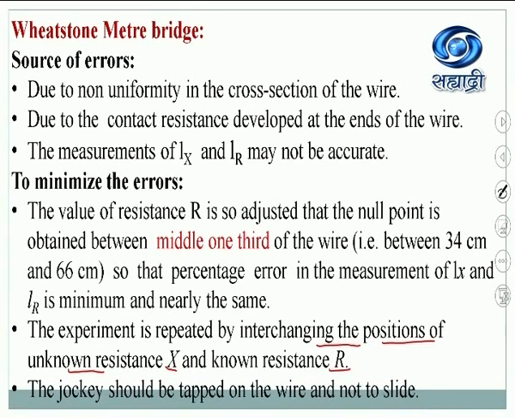And the last one, the jockey should be tapped. When we do the experiment, we tap the jockey at different points on the wire AB to obtain the balancing point. So it should be tapped. It should not be slid over the wire. What will happen if we slide it? Heat may be generated, and when heat is generated, the resistance of the wire changes. If resistance changes, then the true value of the unknown resistance cannot be measured. So these are the three ways by which we can minimize the errors introduced while doing the Wheatstone meter bridge experiment.